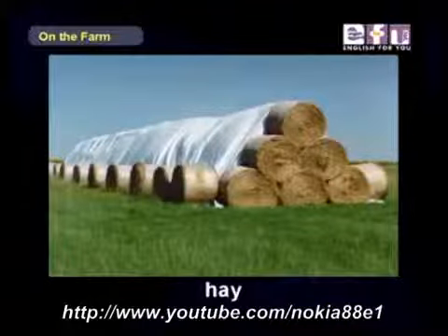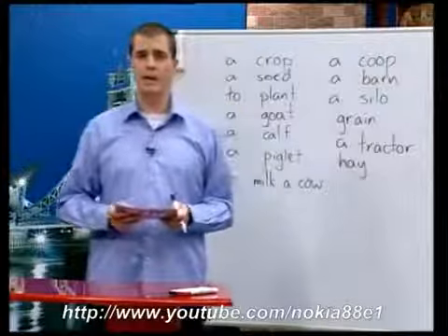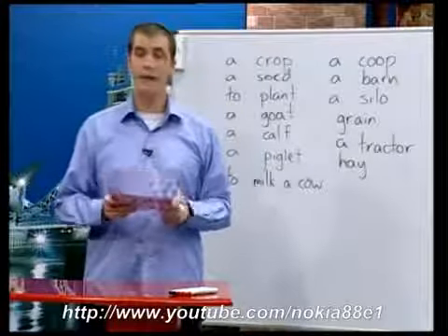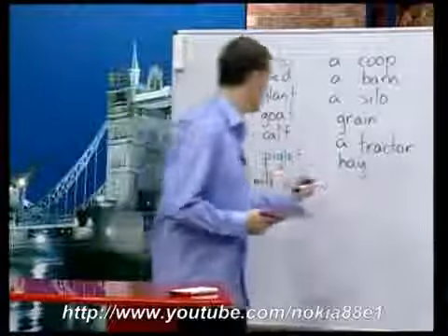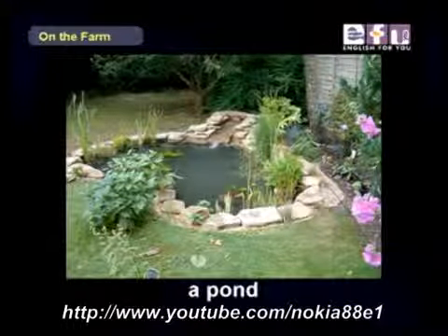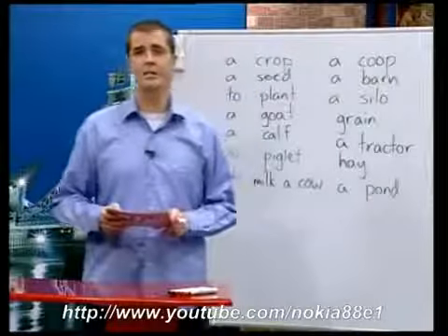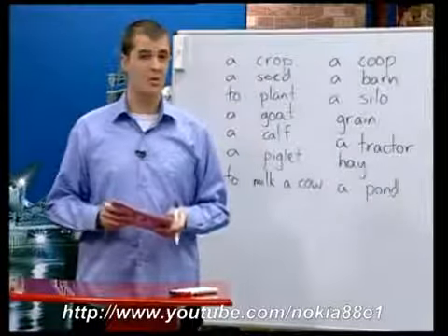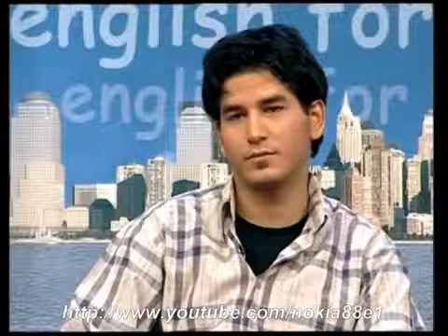2 more. We have hay. Hay is long grass that has been cut and dried, and it is often used as food for farm animals. And finally, we have a pond. A pond is a small area of still water. There is usually a pond on a farm. So let's repeat these words.